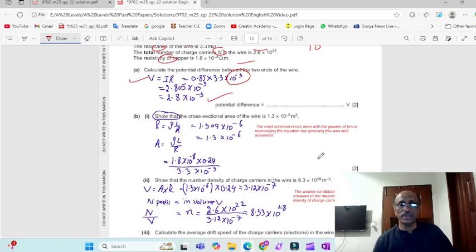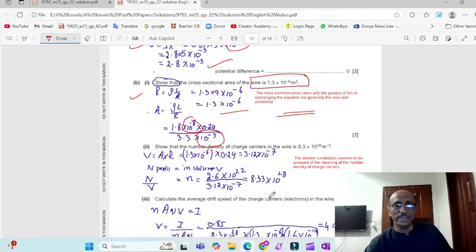Now the next question is: show that the cross-sectional area is this. So now I will apply the formula R = ρL over A. Show that: make A the subject and substitute the values. Conversion is very much required. Wherever conversion is required, this is a common mistake by students. So I will get the answer 1.3 × 10⁻⁶.